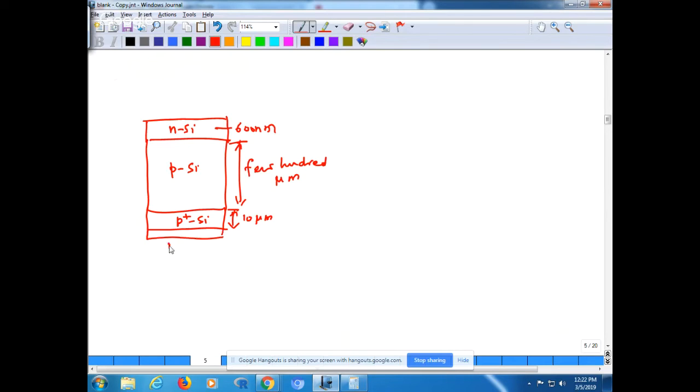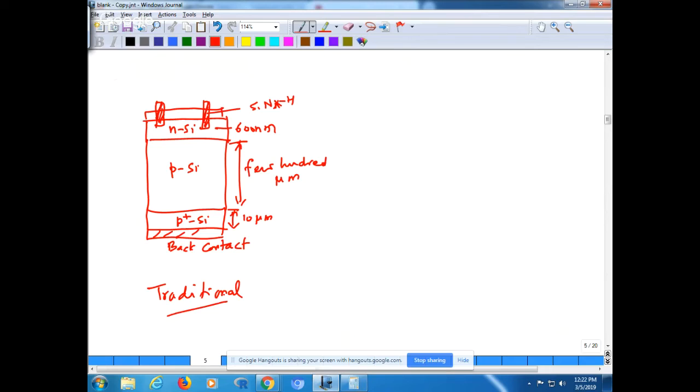So here we have back contact, and on top we have a very thin layer of silicon nitride, which is anti-reflection coating, and then we have contacts. Okay, so these are front contacts buried into N silicon. This is the traditional design.